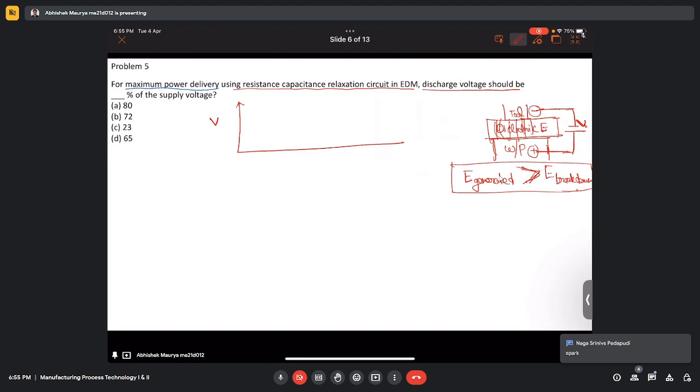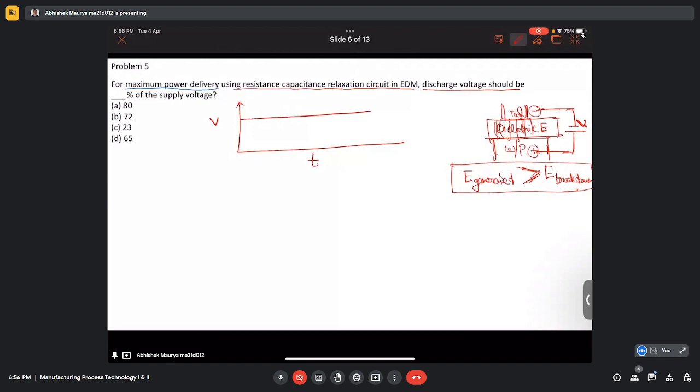No, spark will not generate. Why? Because we are continuously providing the negative terminal to the tool and the positive terminal to the workpiece. So this potential difference we are providing continuously. If we want to draw the voltage versus time, what will you find? You will find this kind of curve.